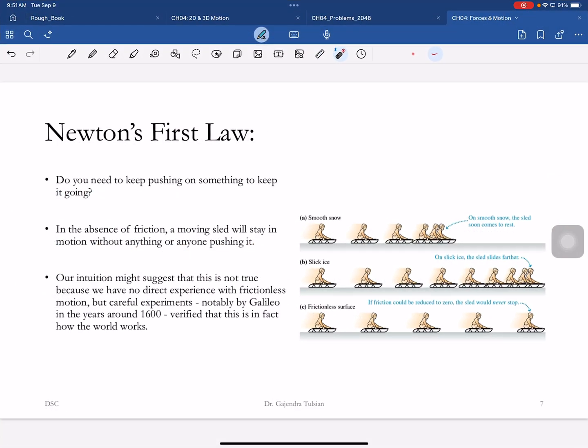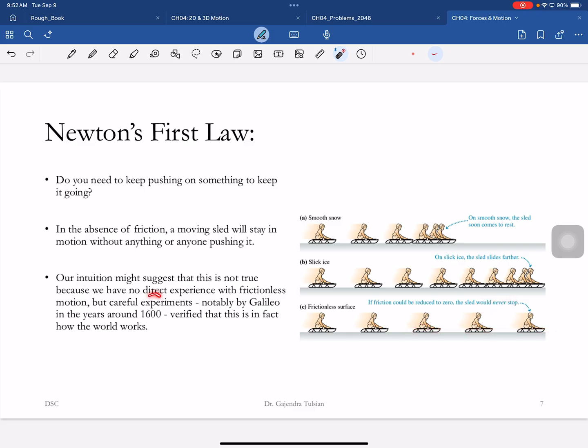All right, so that's what we are illustrating here. If friction could be reduced to 0, you give the sled a push, and it would go on forever. And like I said, I showed you examples of spacecraft that have been sent out, and now there's 0 force on them. On snow, there'll be friction, and it'll eventually stop. On ice, there's less friction, so the sled would go further. And if there was no friction, it would never stop.